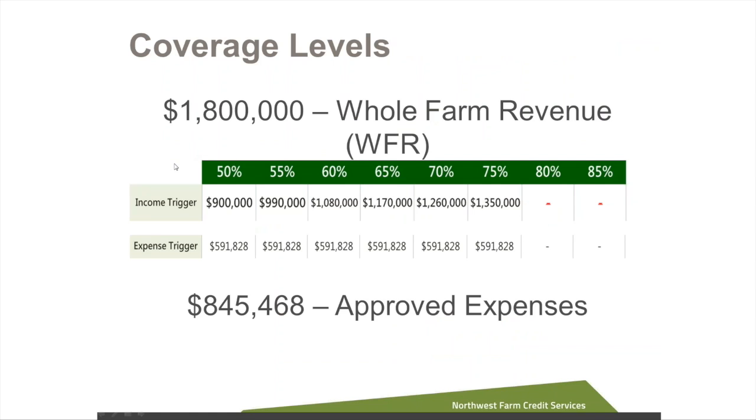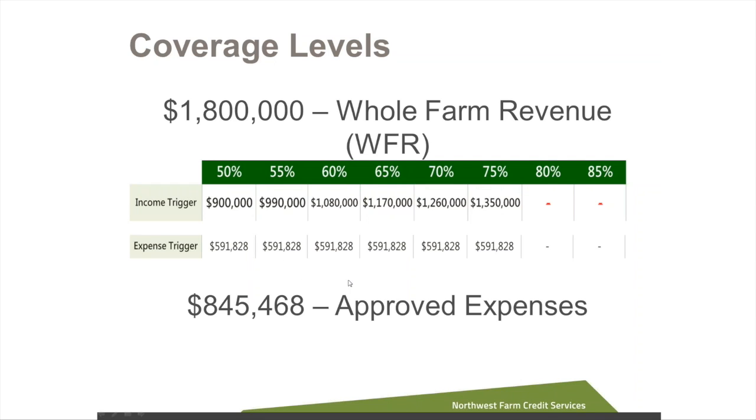Your next step as a grower is to elect your coverage level, and this will set our income trigger, depending on which level of coverage. Now we can go as high as 80 and 85%, but you must grow at least 3 crops that contribute to that income significantly to qualify for those coverage levels. If you take the 1.8 million times the 75%, you get the income trigger at 1.35 million.